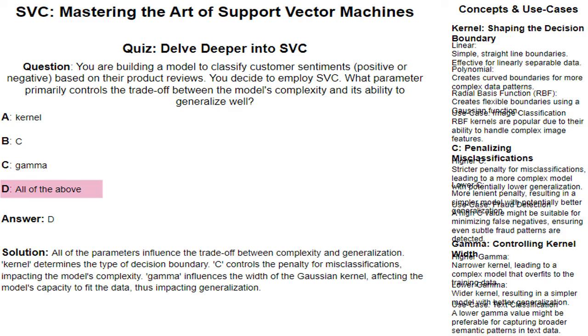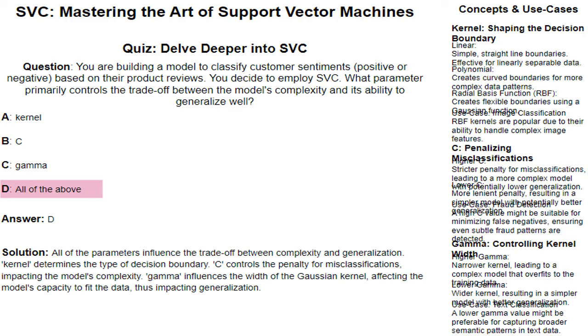Incorrect. The kernel determines the type of decision boundary. It doesn't directly control the trade-off between complexity and generalization. For example, a linear kernel results in a simple model with a straight-line decision boundary, while a polynomial kernel creates a complex model with a curved decision boundary. While the complexity of the kernel can influence the model's generalization, it's not the primary parameter.